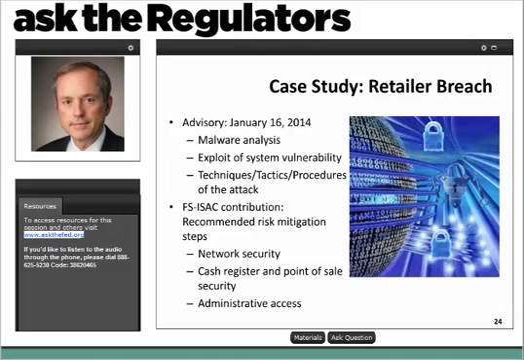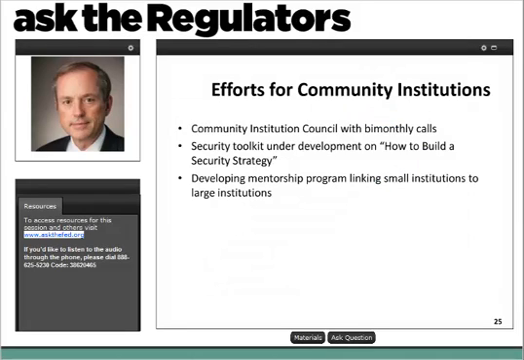The FFIEC established a Community Institution Council, currently comprised of over 400 members, mostly with assets of $20 billion or less. Some members have only a few branches, others cover a state or partial region. The Community Institution Council meets every other month, and they discuss a variety of topics. They also have their own listserver to share information on a real-time basis. In addition, this group is in the process of developing a security toolkit with separate modules. The first module is going to be how to build a security strategy. We're planning to introduce this module during our upcoming summit, coming up in May.